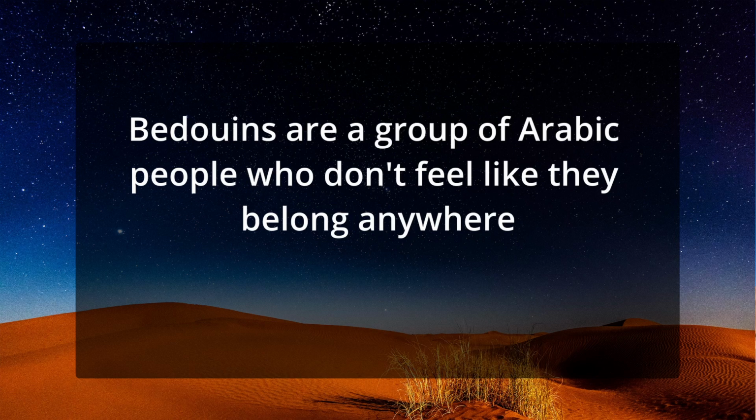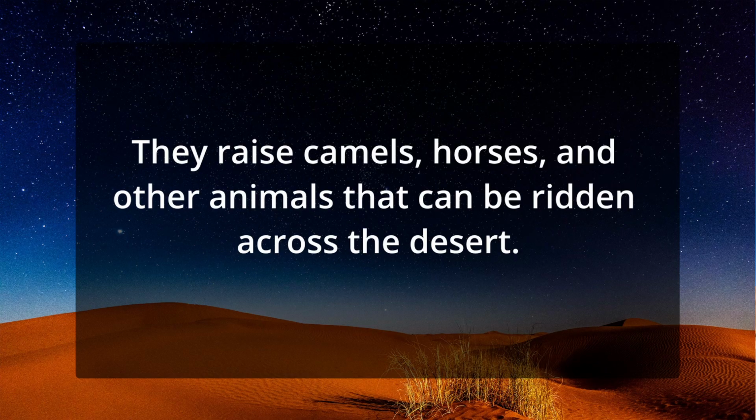Bedouins are a group of Arabic people who don't feel like they belong anywhere because their way of life is based on moving around to find places to graze their animals. Bedouins have always lived and worked in the desert because of how it looks and where it is. They raise camels, horses, and other animals that can be ridden across the desert. They also herd sheep and goats, which gave them meat, milk, and wool that they can use themselves or sell.